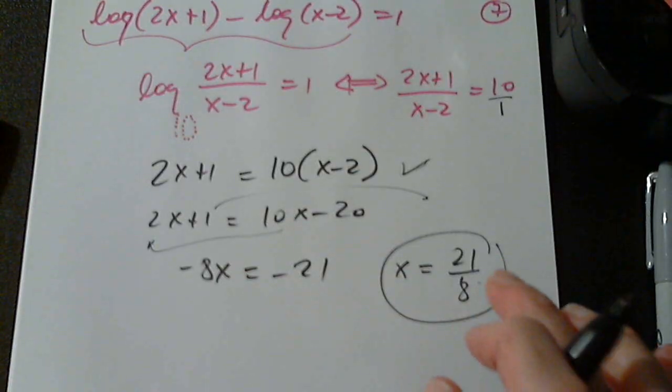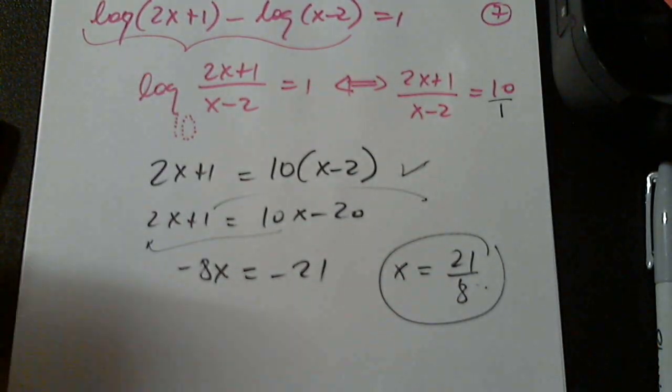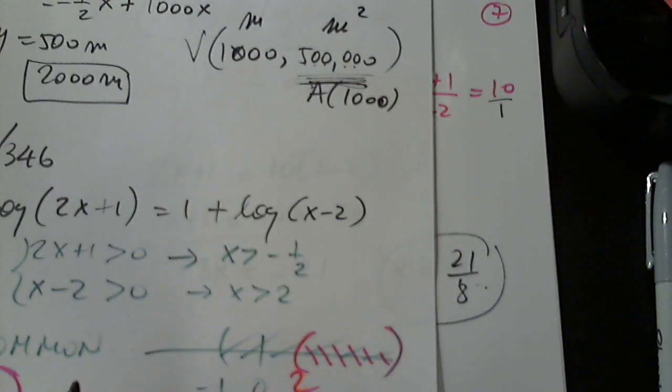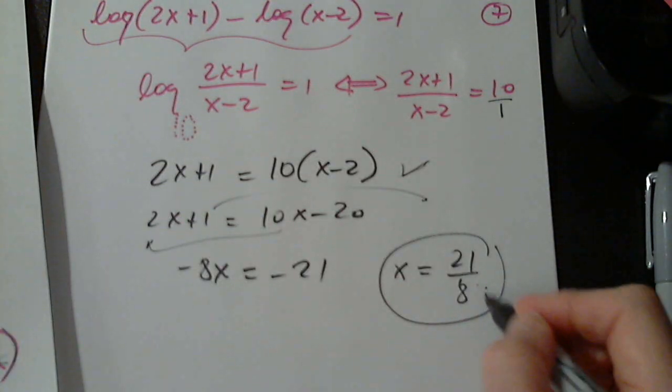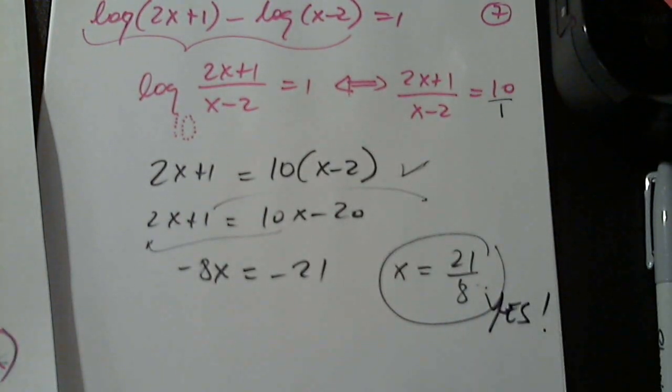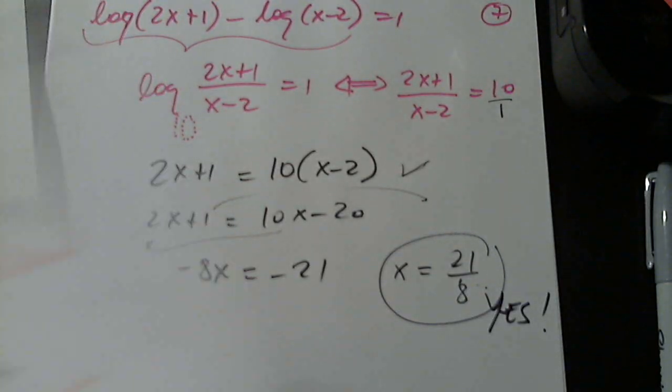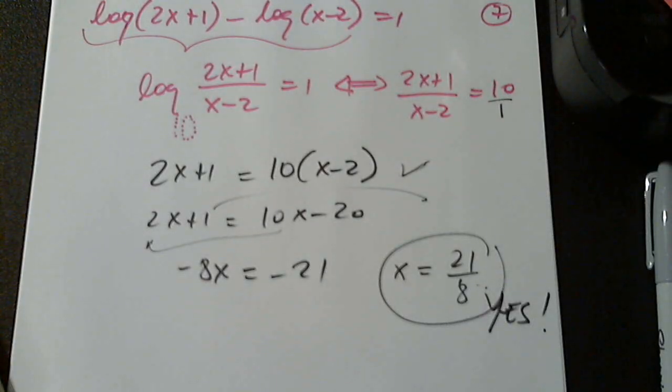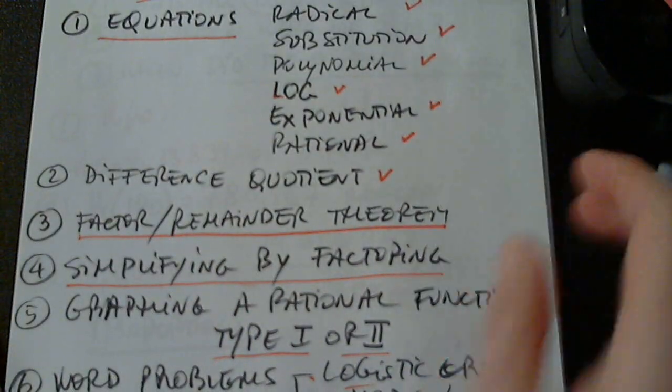Is 21 over 8 a number greater than 2? If it is greater than 2, we'll accept it. If it's not greater than 2, we'll say no way. Accepted or not? It is. Thank you so much. Great job. Very good. Next topic.